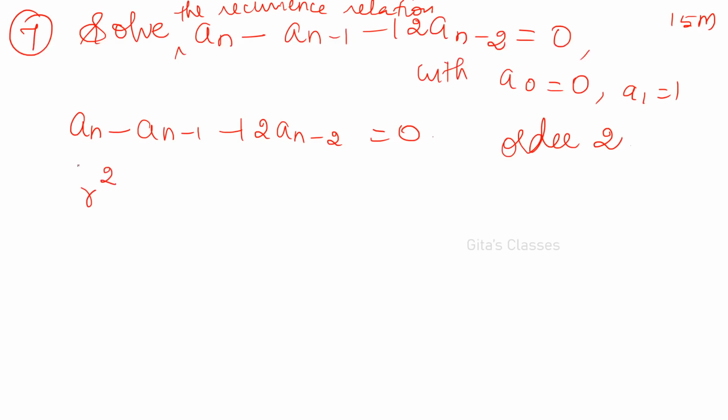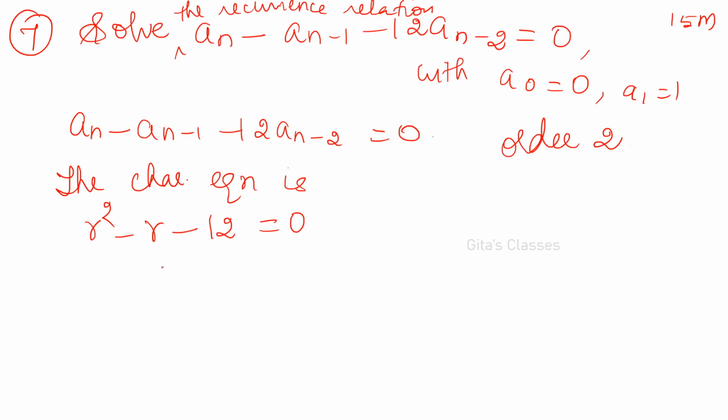Then r squared, the characteristic equation. You have to write the characteristic equation. The characteristic equation is r squared minus r minus 12 equal to 0. So what are the values? This implies r is equal to 4, minus 3. This is (r minus 4) into (r plus 3) equal to 0. Therefore r is equal to 4, minus 3.